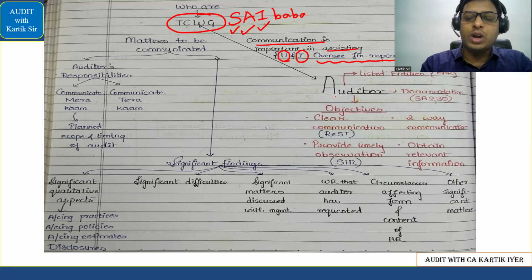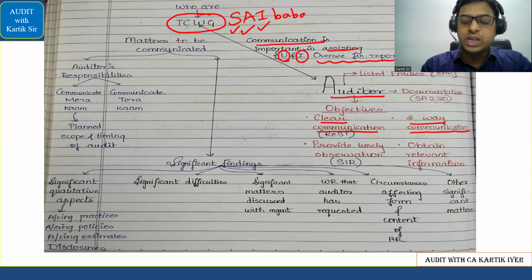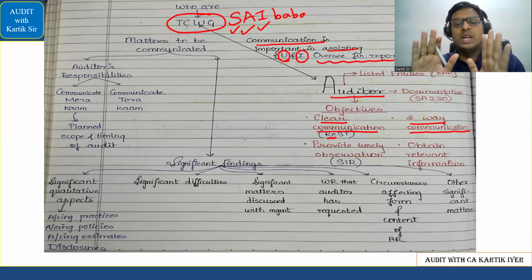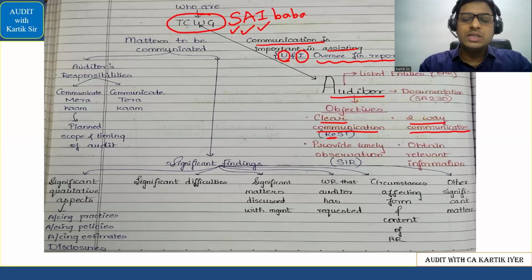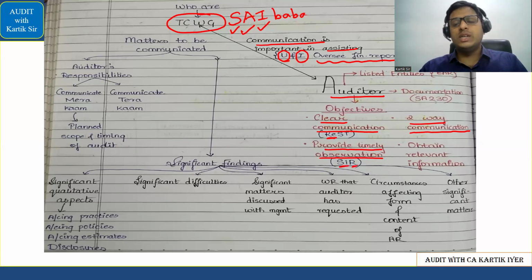Now, the next question is, sir, what are the objectives of the auditor in relation to this standard? The auditor's objective is to have clear, good two-way communication. Clear communication should be reasonable, and it should keep in mind the planned scope and timing of the audit. It should have timely observations, so that what is significant and relevant is kept in mind. And finally, the auditor should obtain the relevant information from the TCWG. That is the main goal of the auditor as per this standard. That is SA 260.